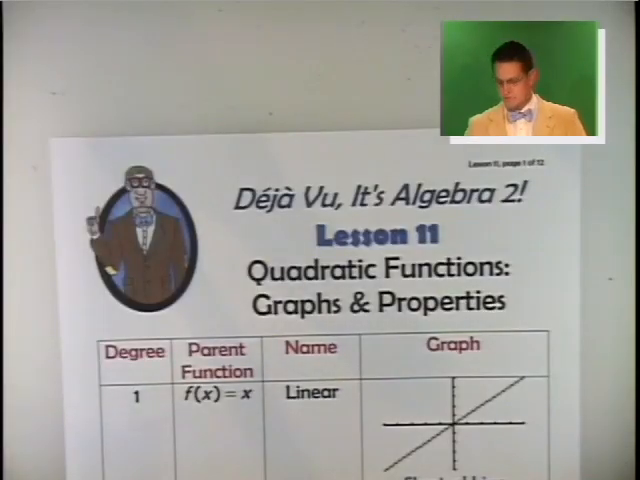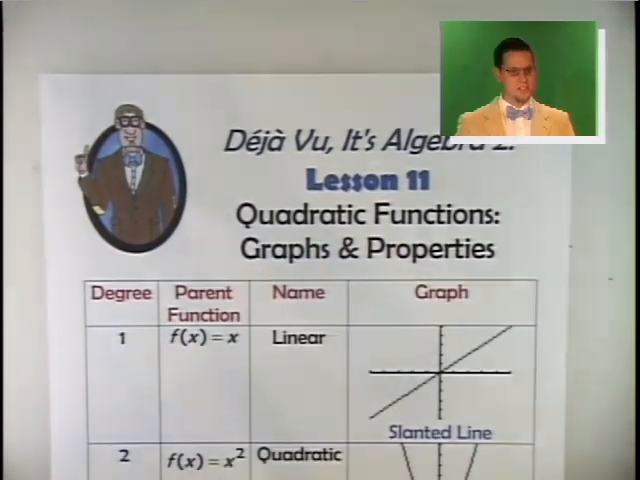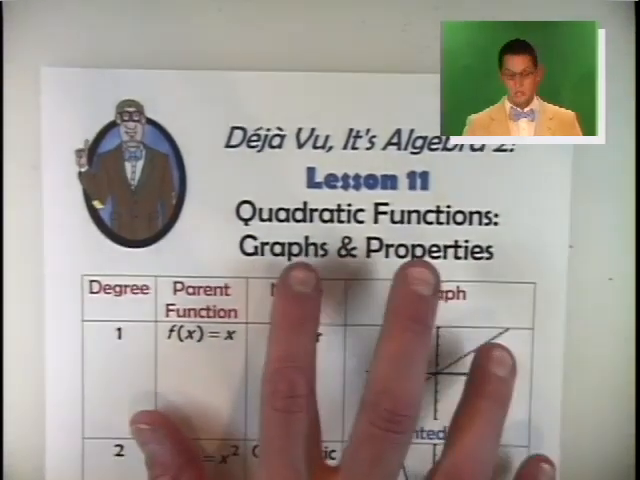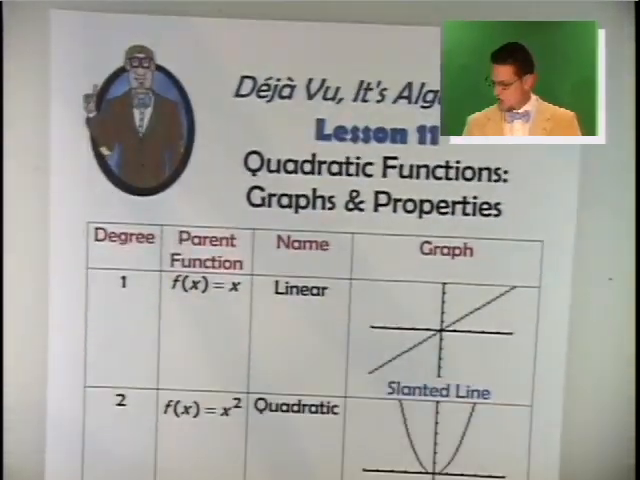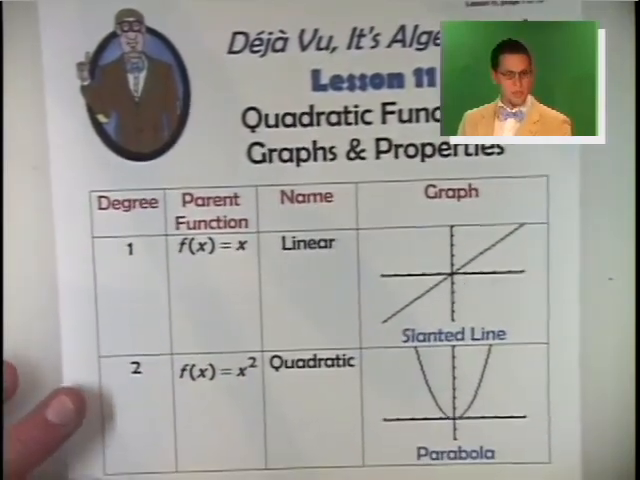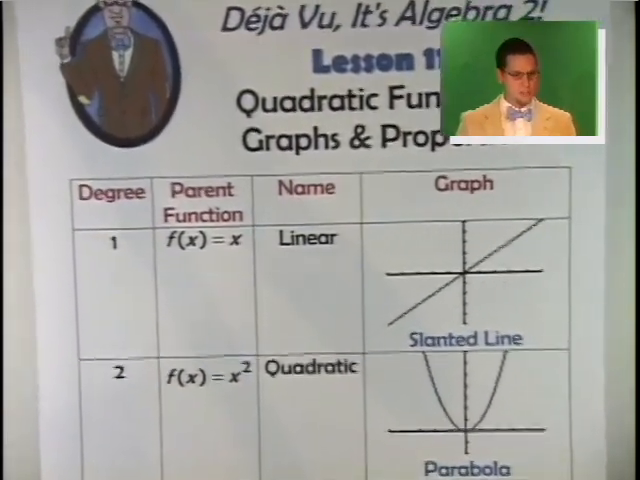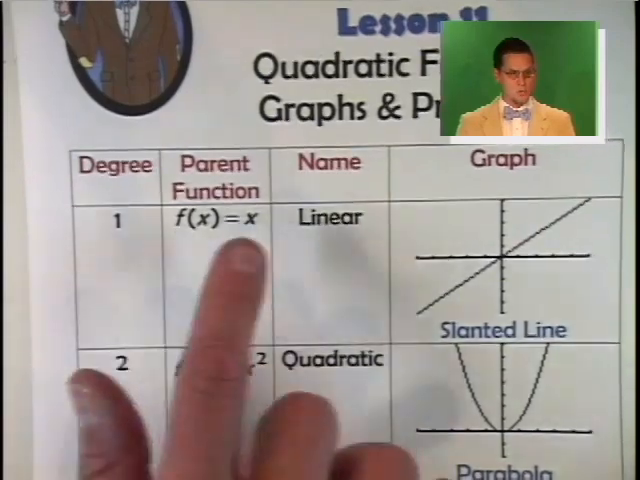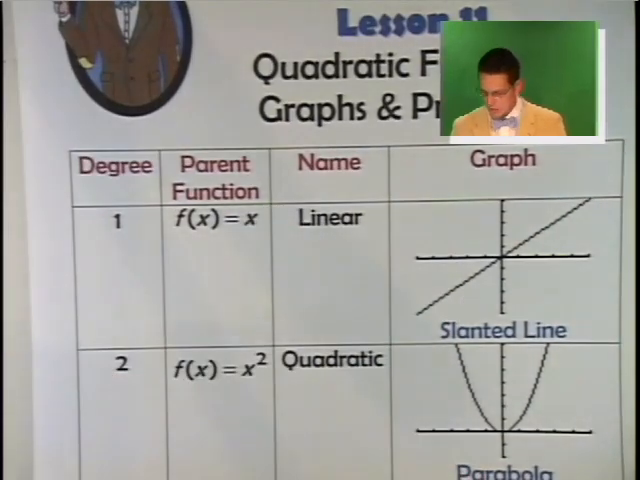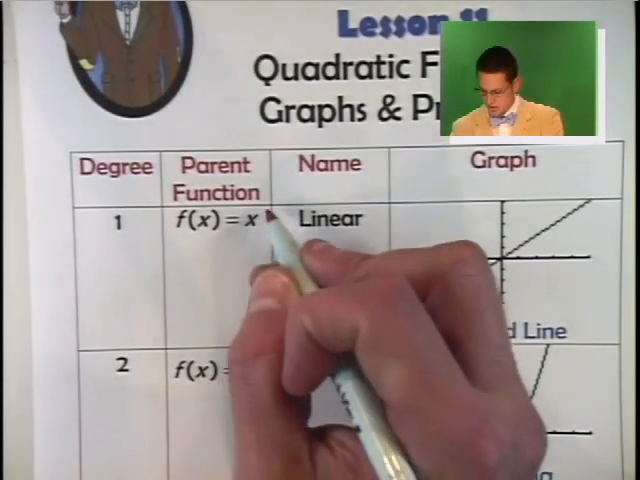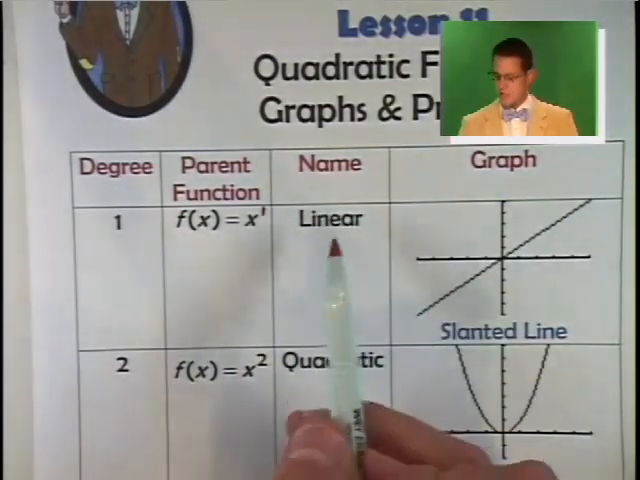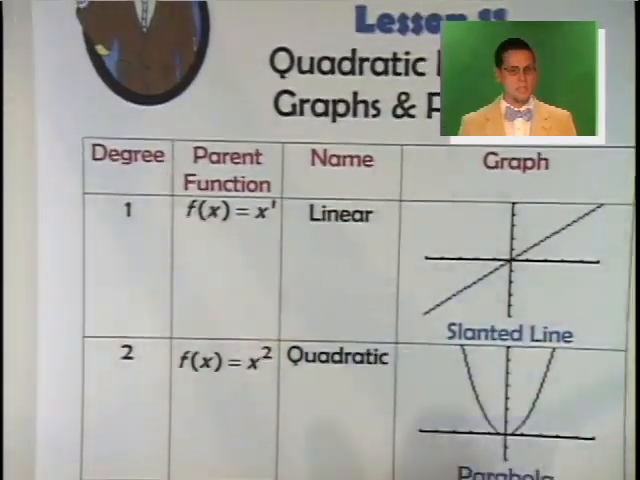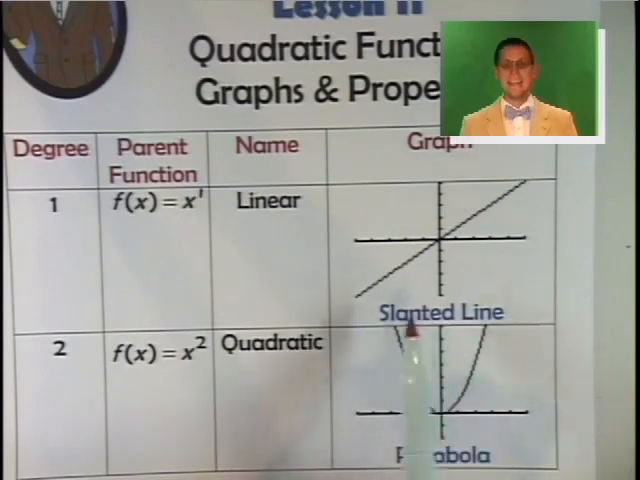All right, lesson 11. We've got quadratic functions. They're going to graph as parabolas. We're going to look at their graphs and their properties. So what I was saying in the intro there is degree 1 linear functions are functions that you've been studying up to now. The degree is 1. They were x to the first power. So the degree was the largest exponent. We called those linear. We called them linear because their graphs all were slanted lines.